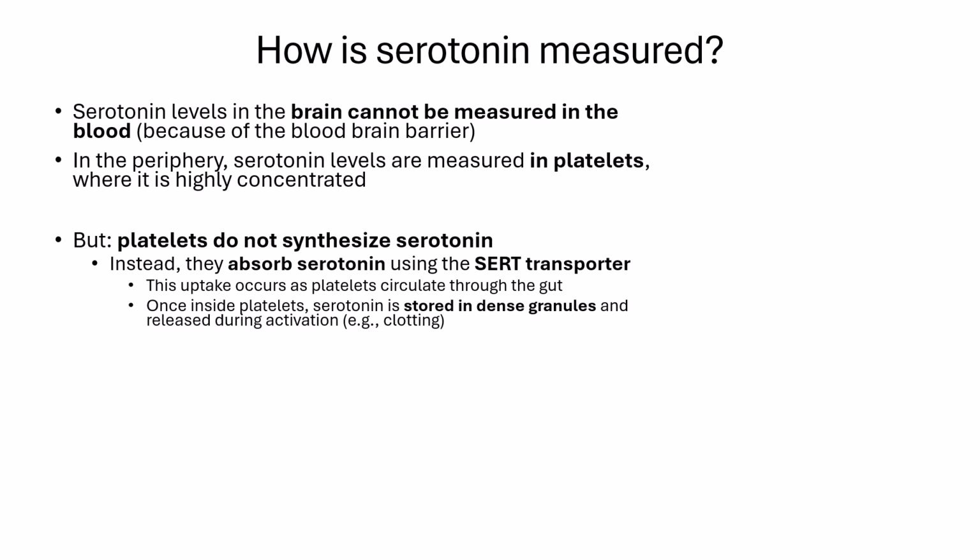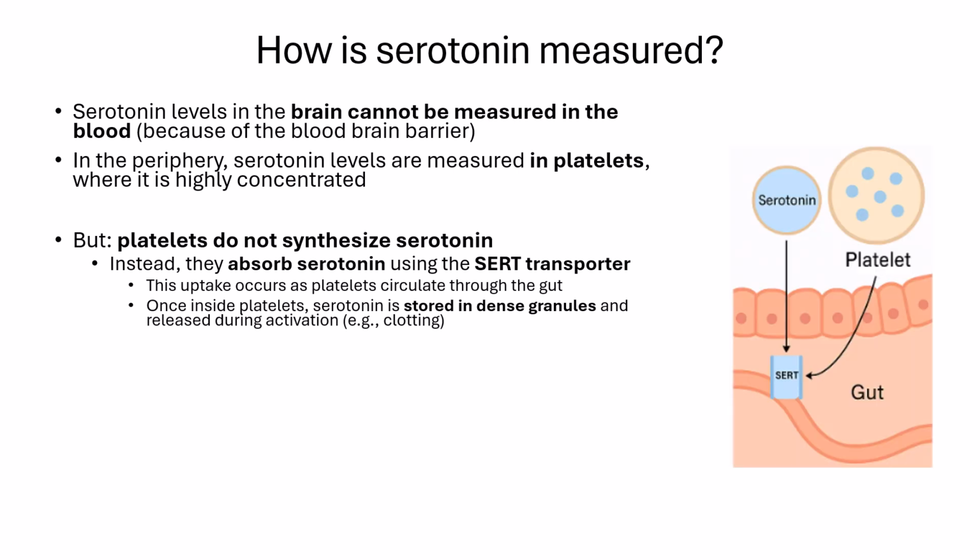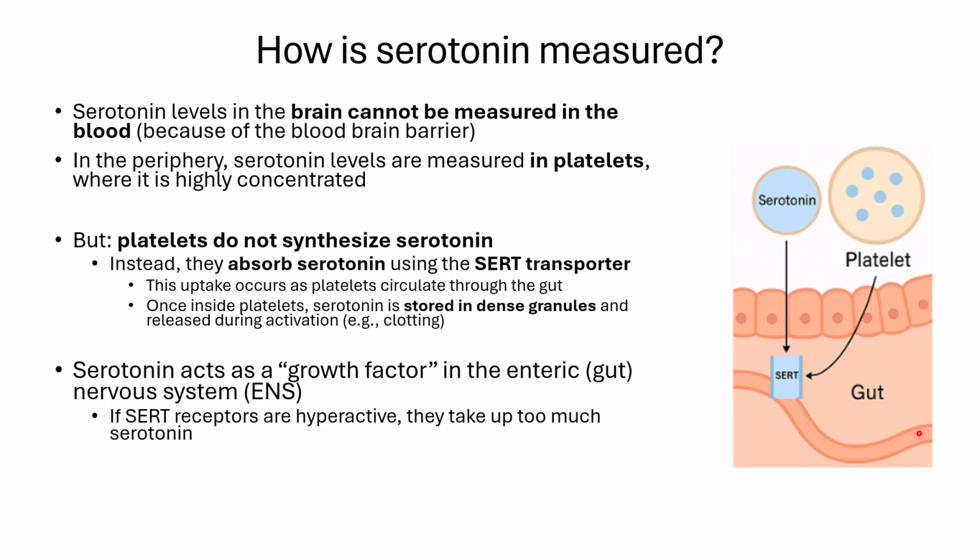So once inside the platelet, serotonin is stored in these dense granules and is released during activation, like when platelets get activated, for example, for the purpose of clotting. So this is kind of a very basic diagram. SERT receptors in the blood, and the platelets would have some of these receptors, and they would pick up the serotonin that is produced in the gut. There are SERT receptors also in the gut for its own things, so it is expressed on multiple cells.